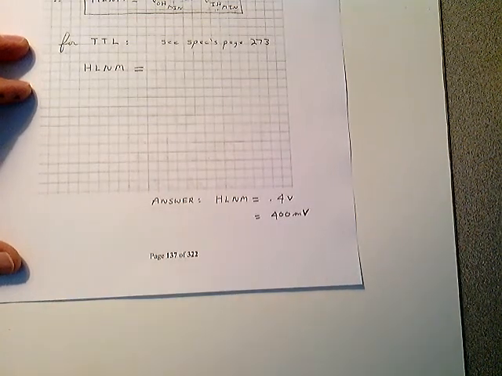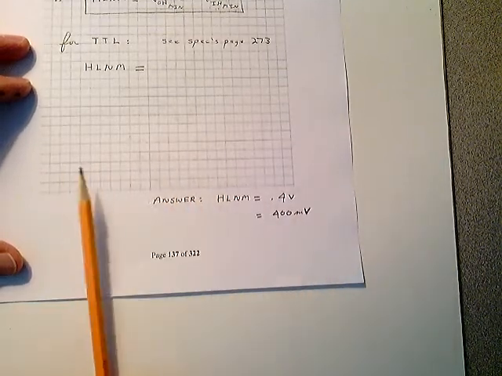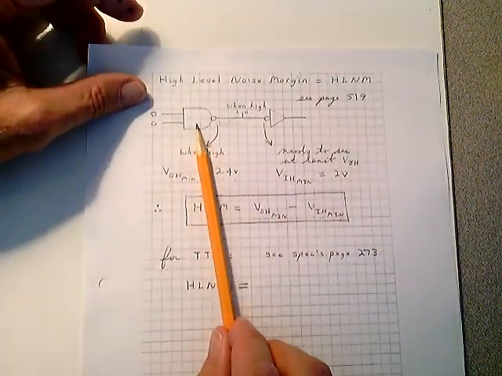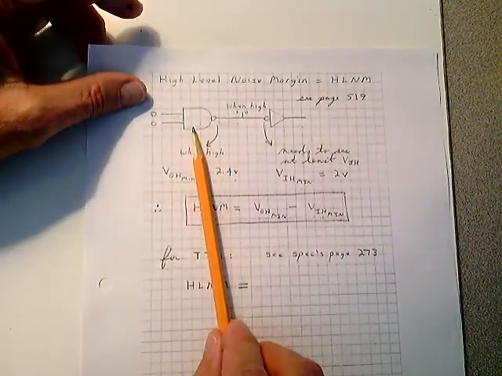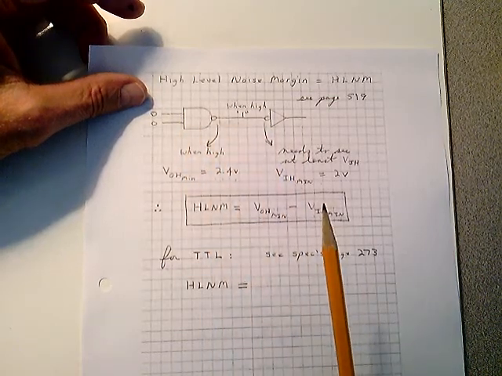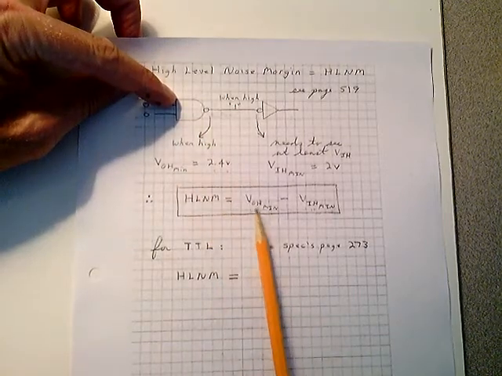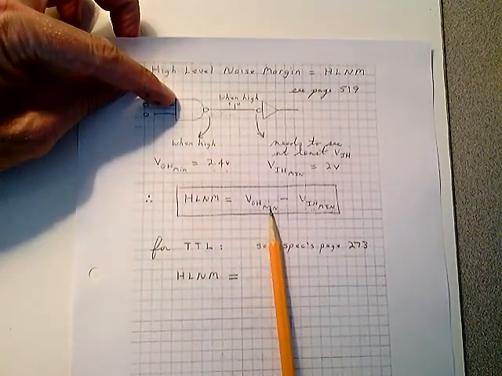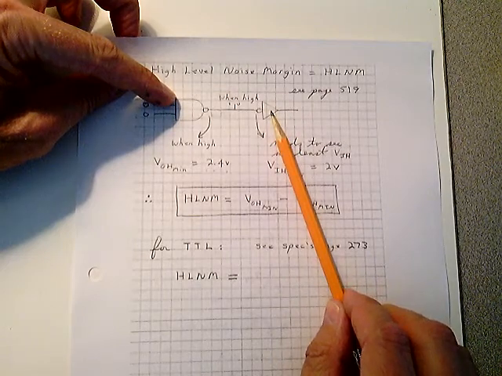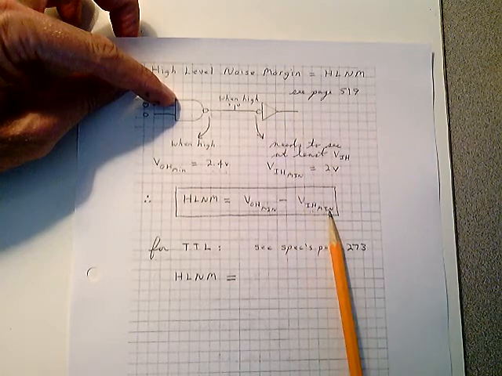Now, it turns out that the low-level noise margin and the high-level noise margin are both 400 millivolts. They're not always the same when you get into other families, or if you have one family driving another family. For instance, if this was a CMOS device, and for some reason you have a CMOS driving a TTL, these noise margins will change. So you have to use these formulas. If this was CMOS, you'd have to use a CMOS specification for VOH min. And if this right here was TTL, you'd have to use the TTL specification for VIH min.